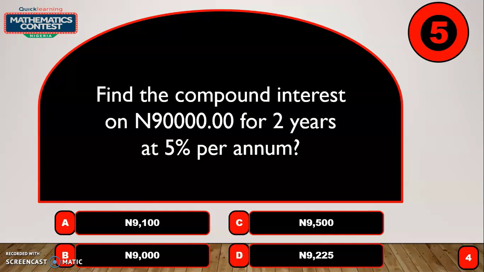First of all, 5 divided by 100 is 0.05. If I add it plus 1, I have 1.05. Square it because it's 2 years. I have 1.1025. Then multiply it by 90,000. I have 99,225. That is my amount minus my principal. I have 9,225, and the answer is option D. Let me be sincere. This question, 5 seconds will be too small to solve, but just get the gist of how to solve questions very fast. So the last one, the option is option D here.